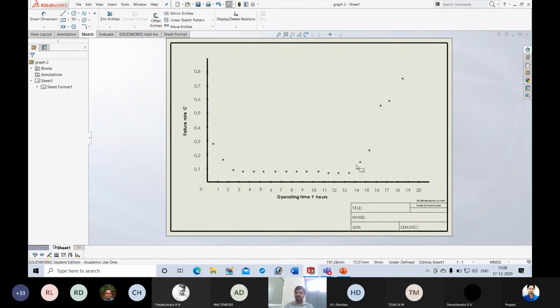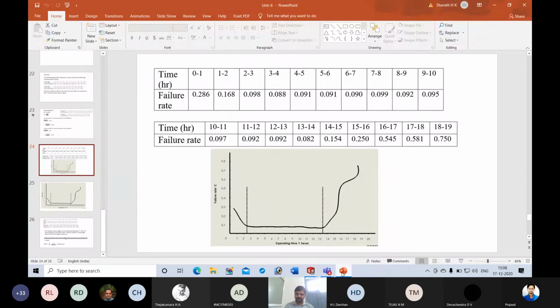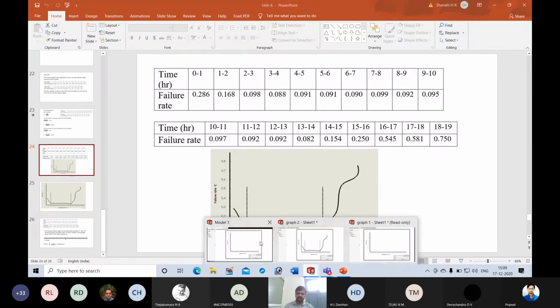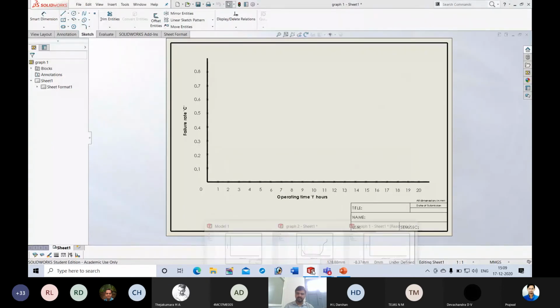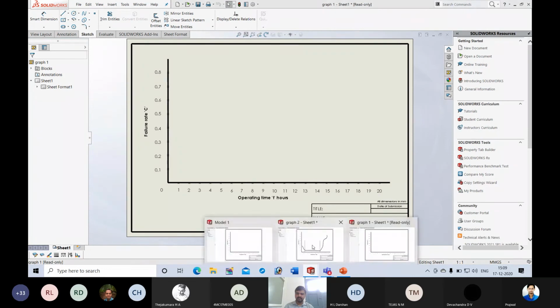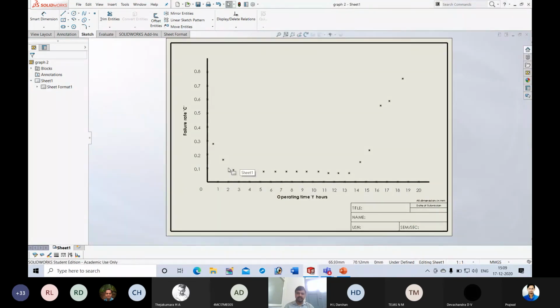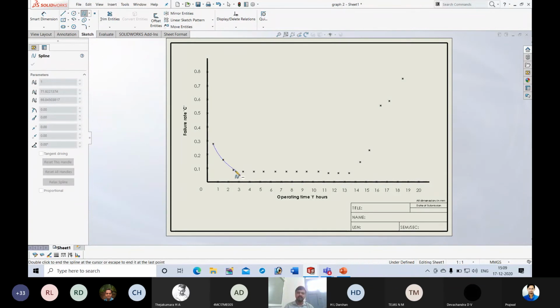After plotting all the points by considering these values of failure rate and the ranges on the x-axis, you will get points like this. After this, you have to connect the points. By freehand you can draw the curve. Go on connecting all the points.